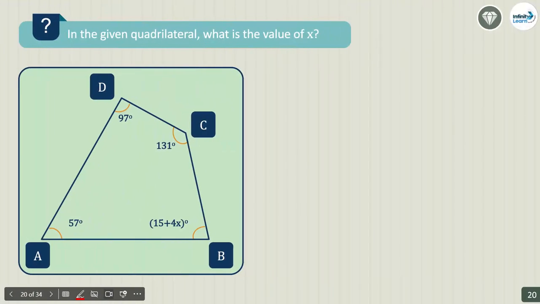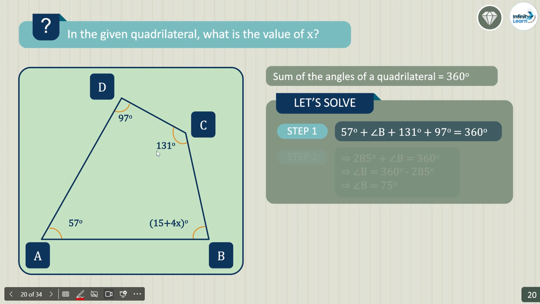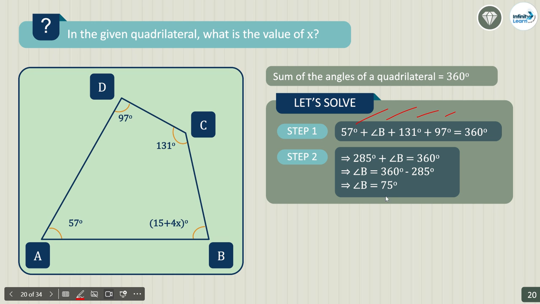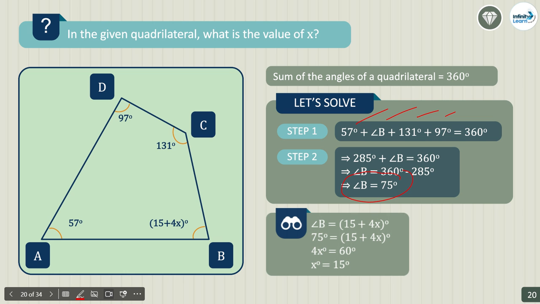Now, next question. In the given quadrilateral, find out the value of x. Same angle sum property of a quadrilateral. The sum of all the angles is 360 degrees. By putting the values of all the angles, angle B is 75. We have to find out the value of angle B. Angle B is 75.